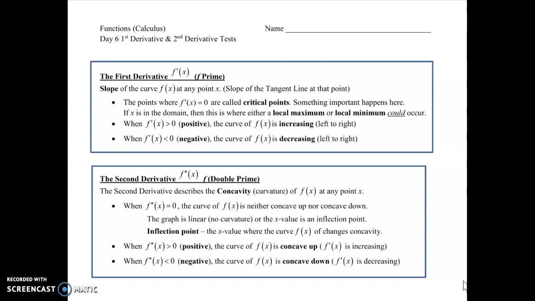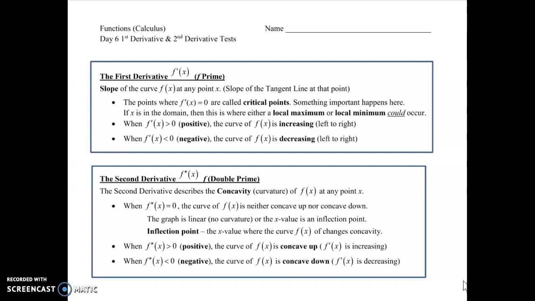So the first two boxes here are just a review of what we did last class, where we looked at where the first derivative is equal to 0. Those are called our critical points, and those represent a possible local maximum or minimum. We know that when the first derivative is greater than 0, which means positive, the graph is increasing from left to right, and the slope is positive.